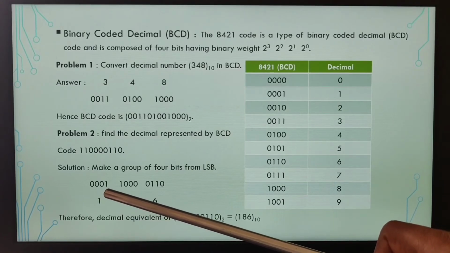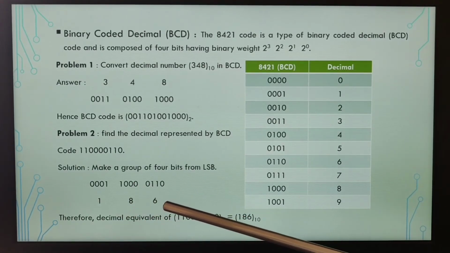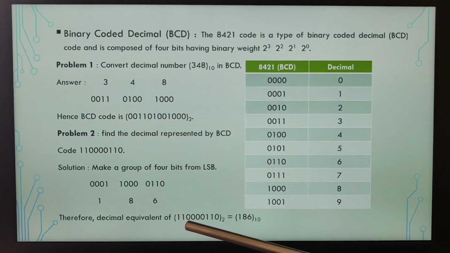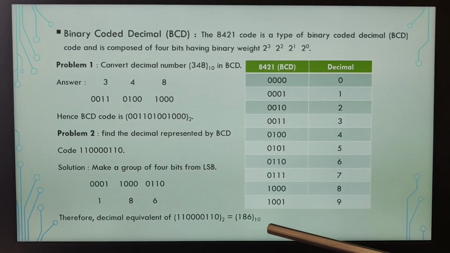Then the first number has the value 1, the second has value 8 and the third has value 6. Therefore the decimal equivalent of 11 0001 0110 base 2 equals 186 to the base 10.